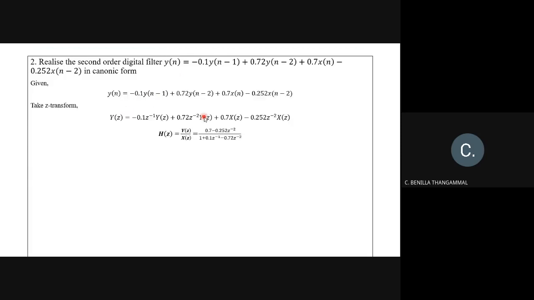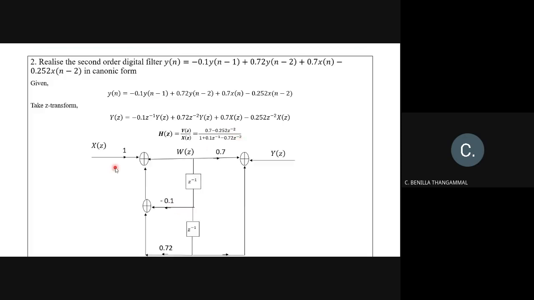So now for this problem, you have to take your y of n and take your z transformation and find your h of z. So after finding your h of z, you have to get your numerator and the denominator. So you just check which one is going to have the maximum delay. So here numerator as well as denominator has two delays. So your common thing will have two delays here, right? So your x of z, w of z, and y of z.